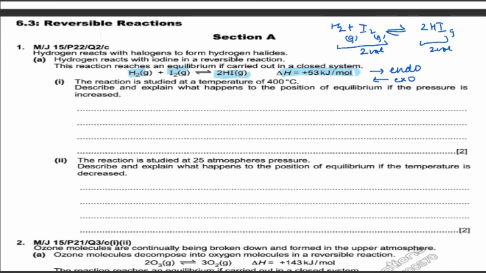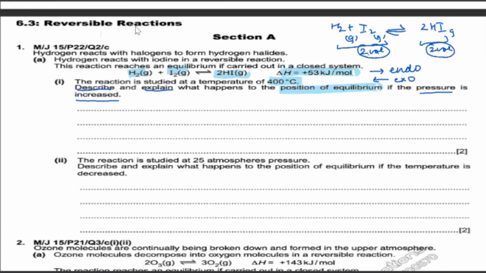Now let's read the question. What is the part of the question? The reaction is studied at the temperature of 400 degrees Celsius. Now, very importantly, they ask you to describe and explain what happens to the position of equilibria if the pressure is increased. As I told you, there will be no effect of pressure. Why? Because we have the same volume of gases on both the sides.